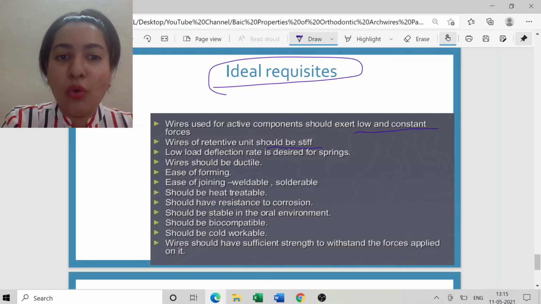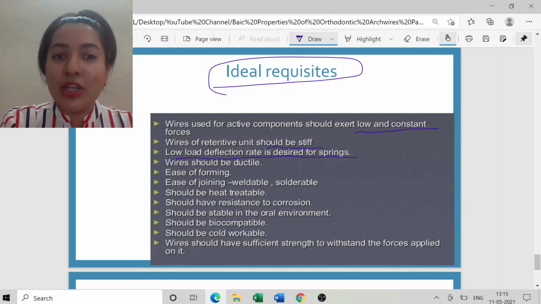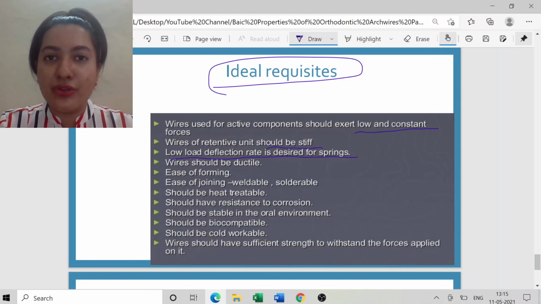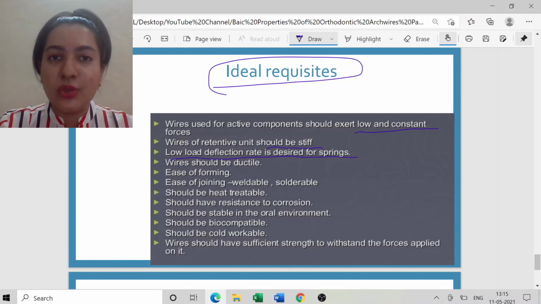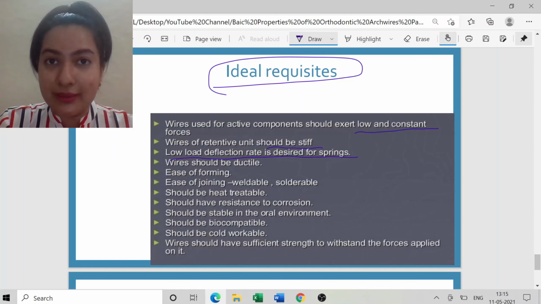Low load deflection rate is desired for spring. We just understood this. Springs, open coil spring or closed coil spring, should have a low load deflection rate, because otherwise we will have to apply a large amount of force or large amount of load to deflect it so that it can be inserted in between 2 teeth.